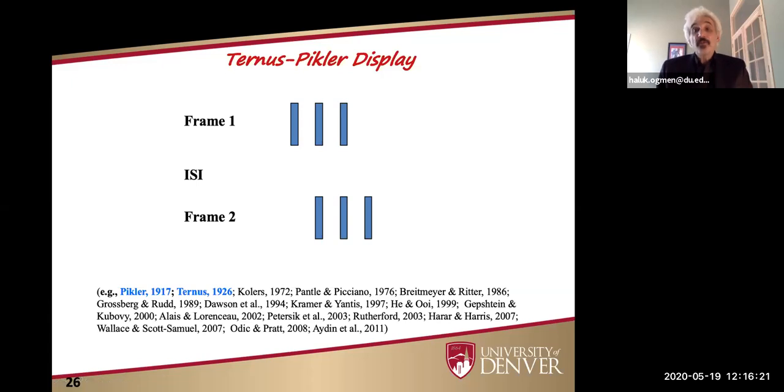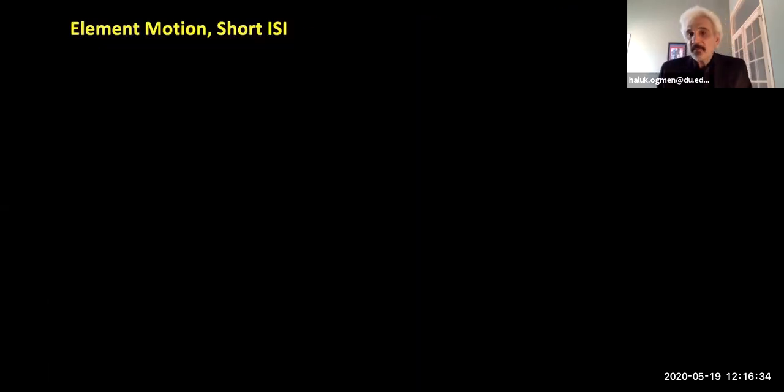Now, what kind of percept will I generate if I present you with a Ternus-Pikler display? That depends strongly on the interstimulus interval, or ISI. Here is an example. Instead of bars, I will use 3 disks and construct my Ternus-Pikler display, and I will display it at a very short ISI.